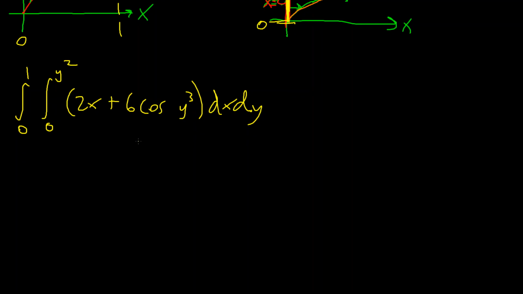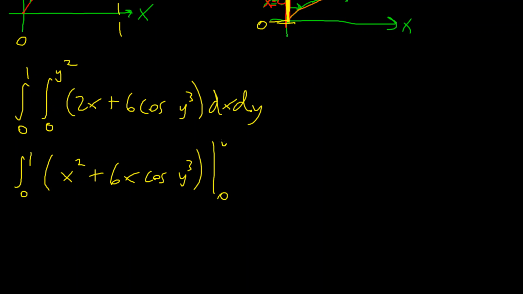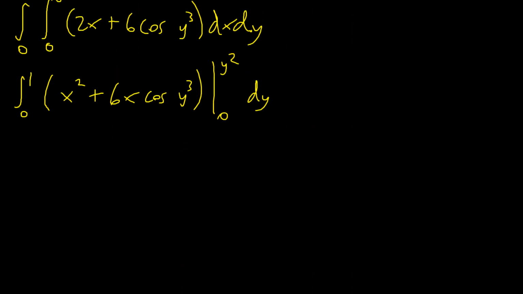So we integrate this function with respect to x. We leave the outer integral alone, and now we take the antiderivative of what's inside. So this is going to be x squared plus 6x cosine y cubed, and then this is evaluated from 0 to y squared, dy. All right, and let's see. So now we plug in. Plugging in 0 for x makes the whole thing 0, right? So the only contributing terms are going to be when we plug in y squared.